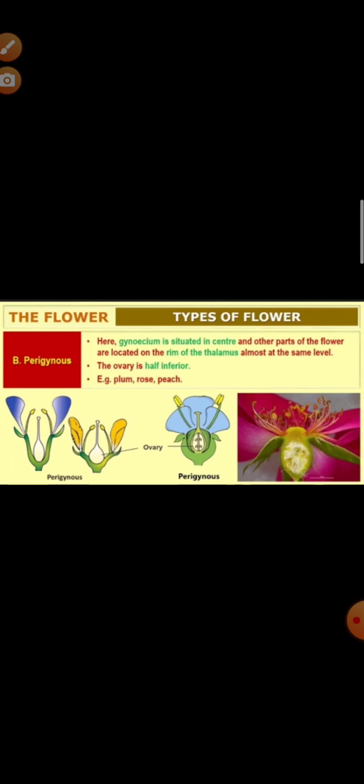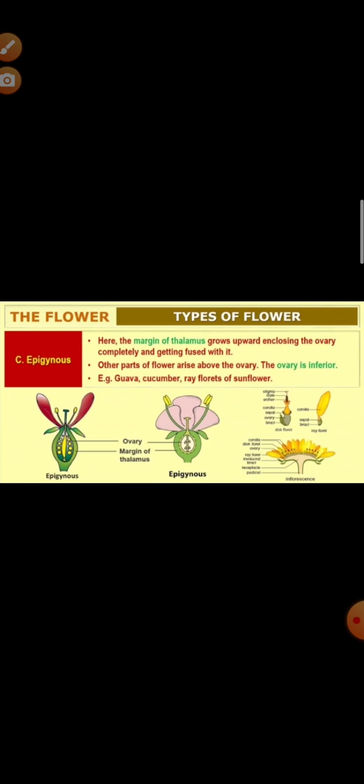Perigynous, when the thalamus forms a cup-like structure around the ovary and bears the other floral organs almost at the same level as the ovary on the rim. That type of flower will be known as perigynous. The ovary here will be half superior or half inferior. We can say, example, rose, pea.